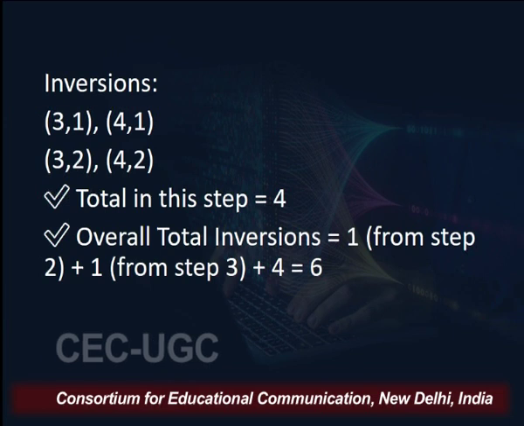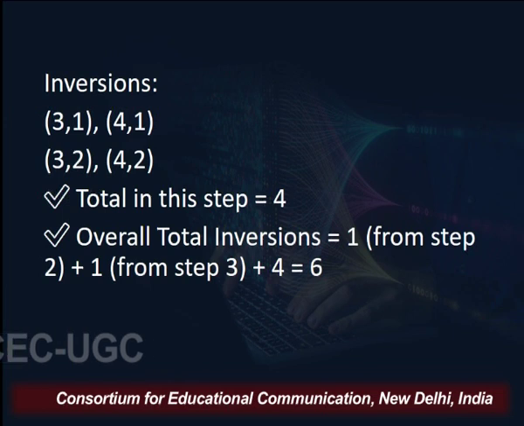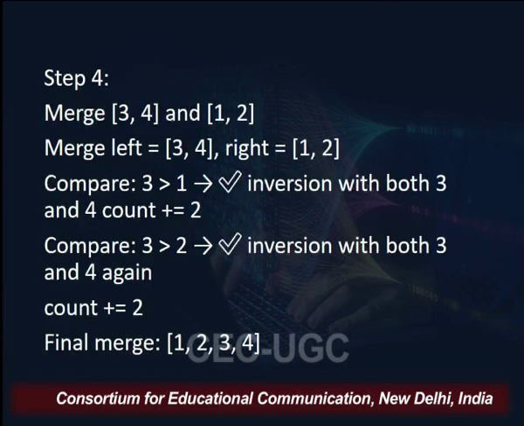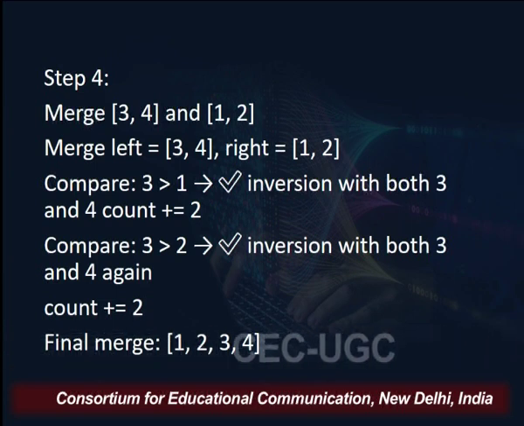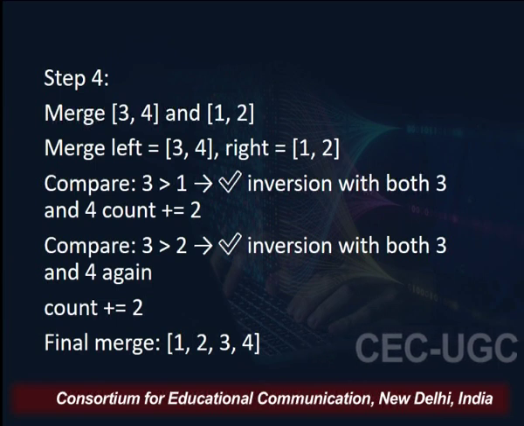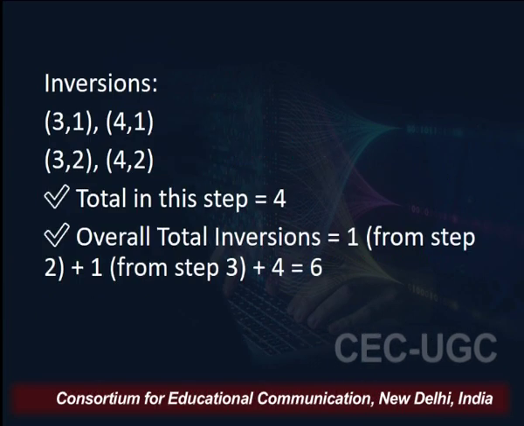What are the inversions available here? 3 1, yes, is an inversion. 4 1 is also an inversion. 3 2 is an inversion, and so is 4 2, in this last previous step when we are merging 3 4. So, 3 1 is an inversion, 3 2 is an inversion, so is 4 1 and 4 2. By this step number 4, the total inversion count contributed is 4, while the 2 were earlier available in step number 2 and step number 3. So, 2 plus 4 gives us a total count of 6 inversions.